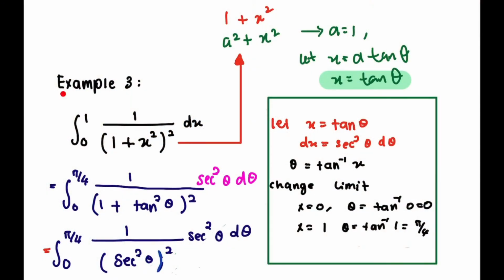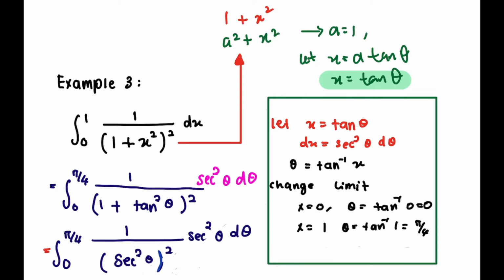Continue with example 3. This is the question. Integrate from 0 to 1 for 1 over 1 plus x squared dx. So this form here shows that we need to do trigonometric substitution. So let's stick it here. 1 plus x squared is equal to a squared plus x squared, so your a now is equal to 1.